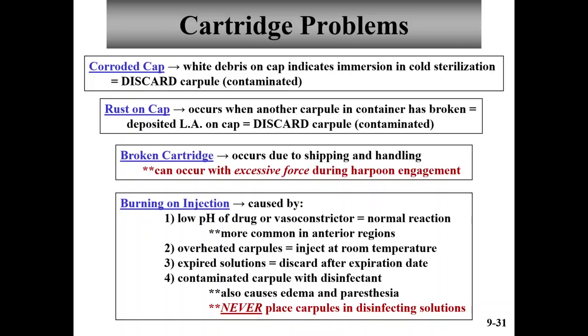In addition to with the disinfectant, if you soak it in Cidex or something like that, in addition to contaminating the carpule, if you inject a disinfectant into the soft tissues, it can cause edema, and it can even cause paresthesia, where a person remains numb for a long period of time or even forever. So you don't ever place carpules in disinfecting solution, ever. If you need to wipe one off, you get a piece of gauze and you wipe it down, but you don't ever soak it in a solution.